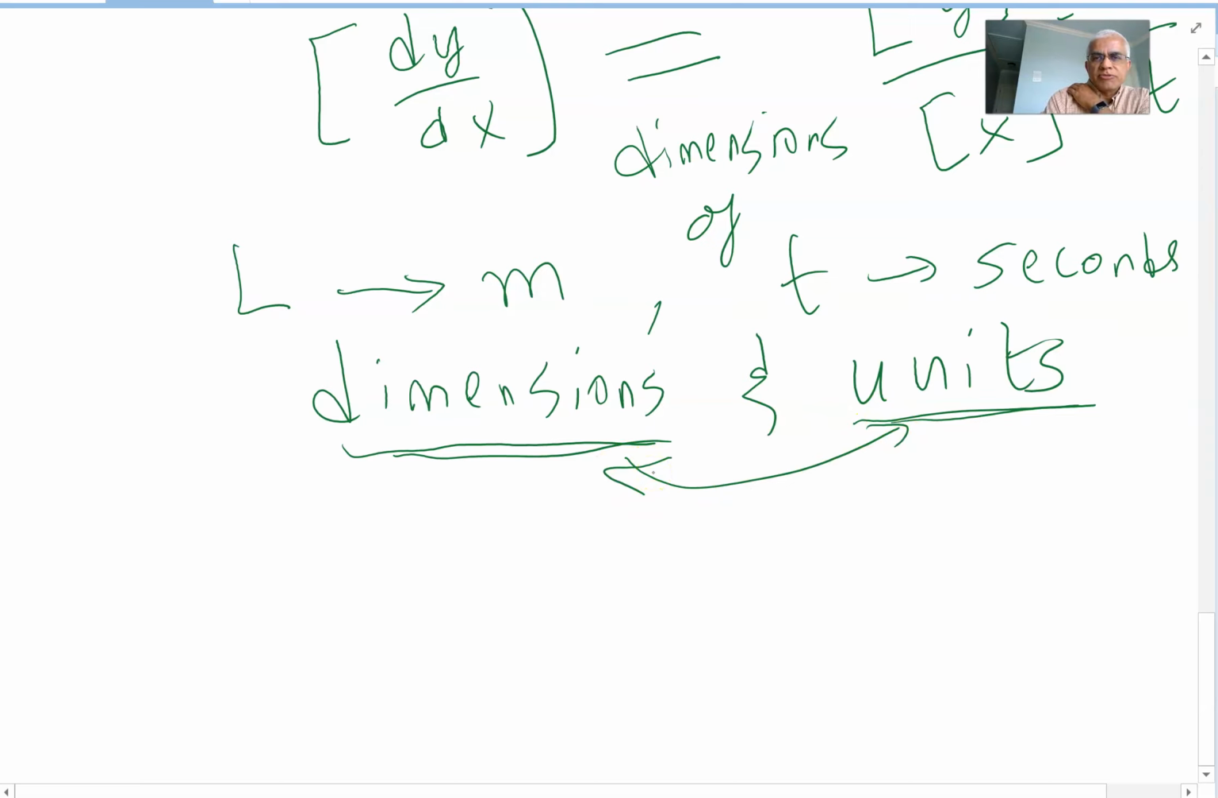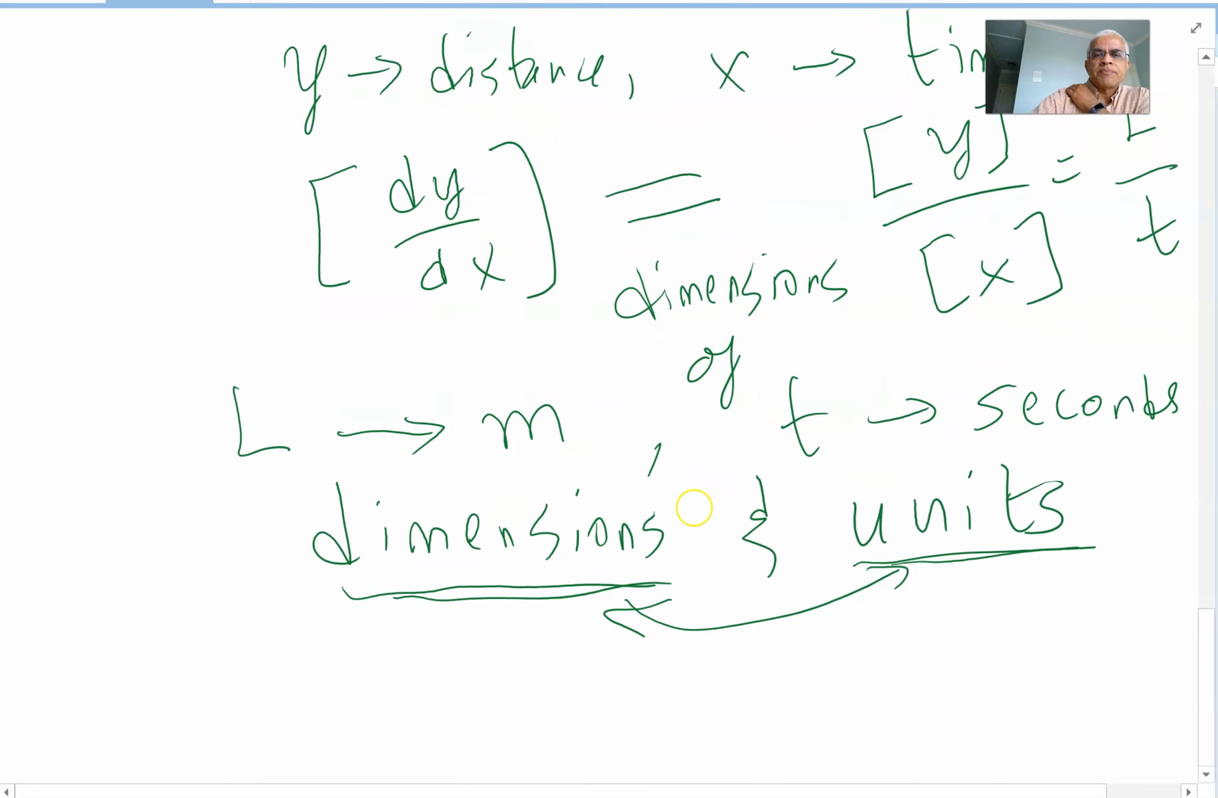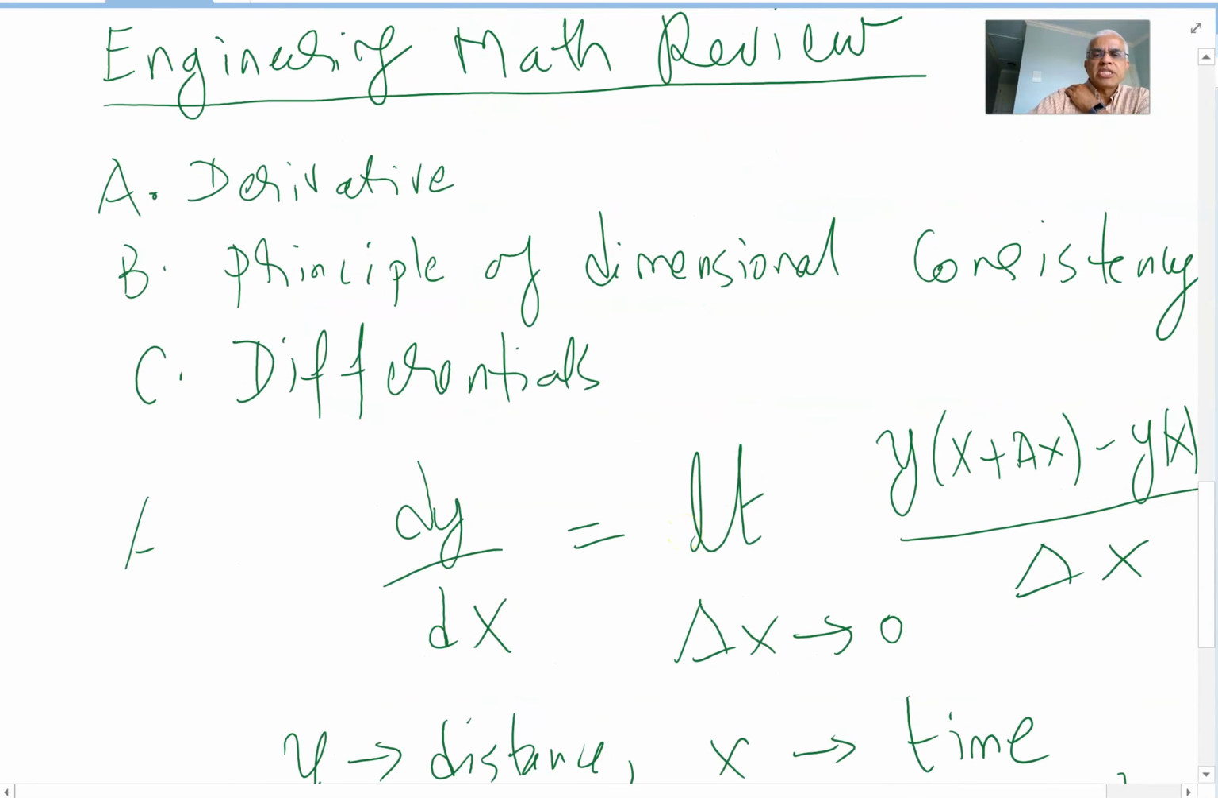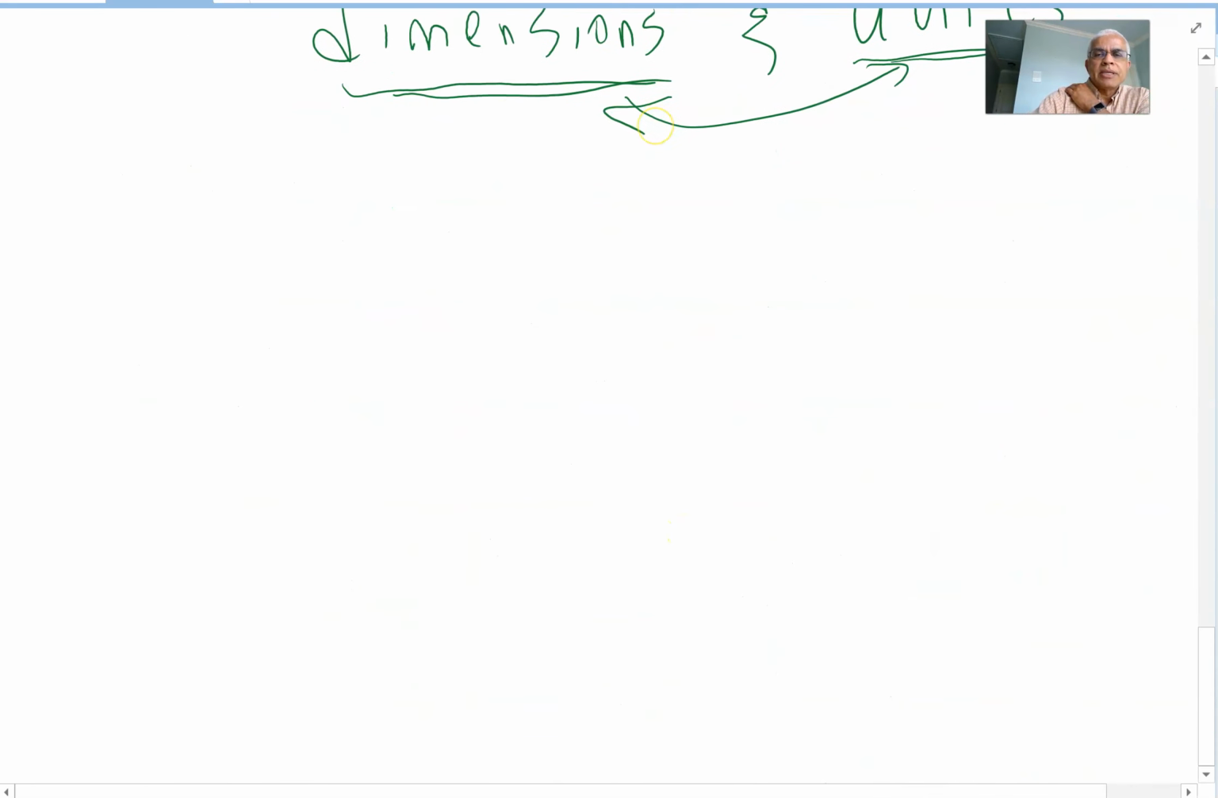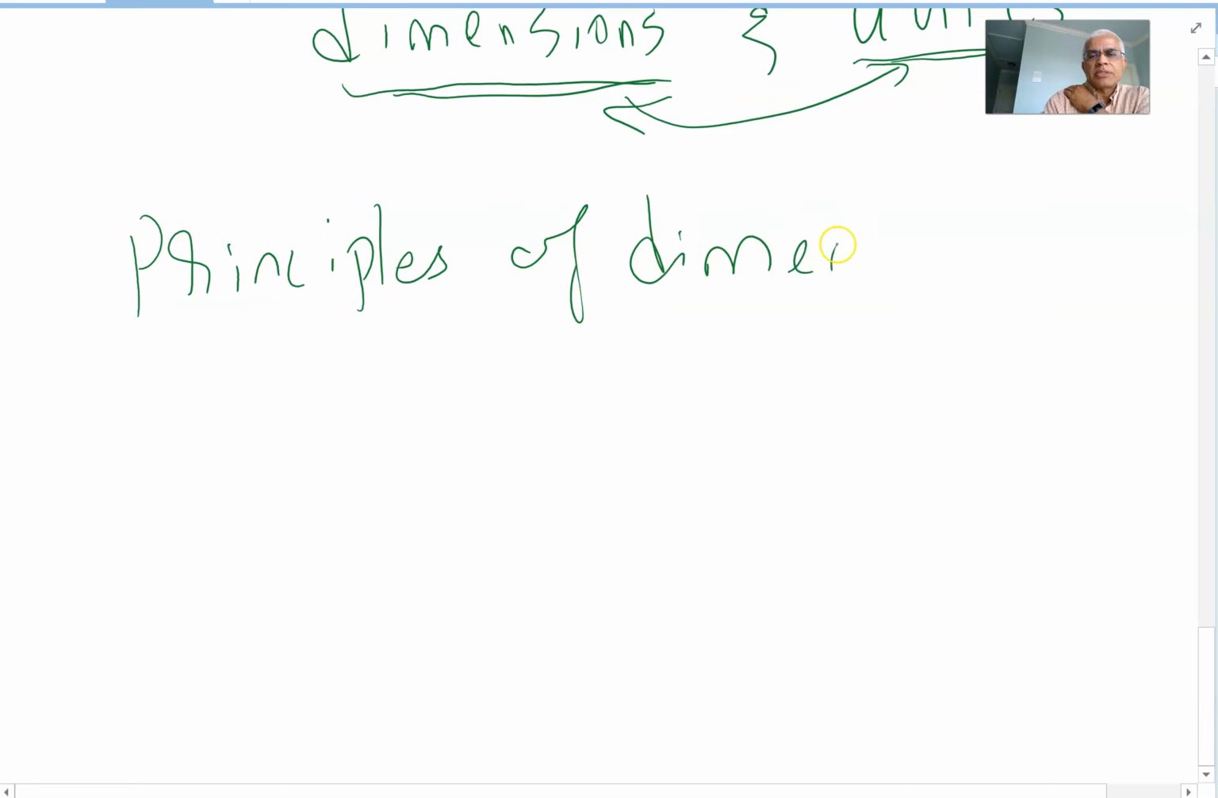So that's the notion of derivative, and typically in calculus you probably don't pay too much attention to the units of the quantities that are involved in writing derivatives, but it's very important in engineering to remember that these quantities do have dimensions. All right, so the next notion is the principle of dimensional consistency, right? The principle of dimensional consistency, which is articulated in the notes, is basically saying you can only add apples to apples in a nutshell, right?